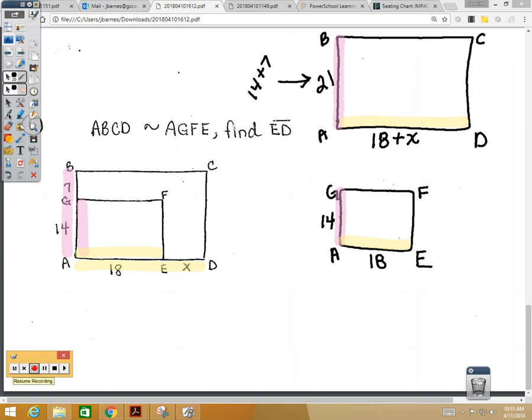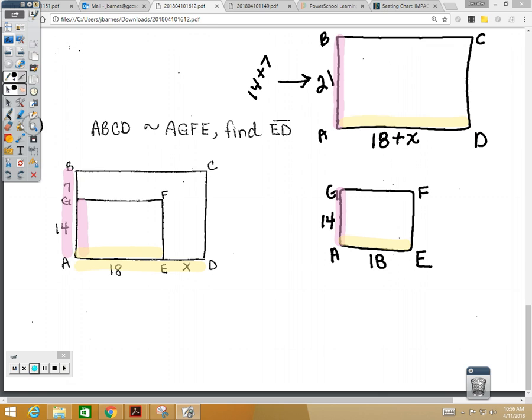Got it. Let's talk about this though. I drew those 2 pictures over there. I separated the 2 rectangles apart because I think that helps a lot of people see what we are doing. In our big rectangle, ABCD, how tall it is is the 14 plus the 7, and I have that written up there. 14 plus 7 is 21. And then wide, the big rectangle, ABCD, is the 18 plus x on the bottom. Then I pulled out my little rectangle, AGFE, and it is 14 tall and 18 wide. And then I highlighted the corresponding sides so that we could visualize that.